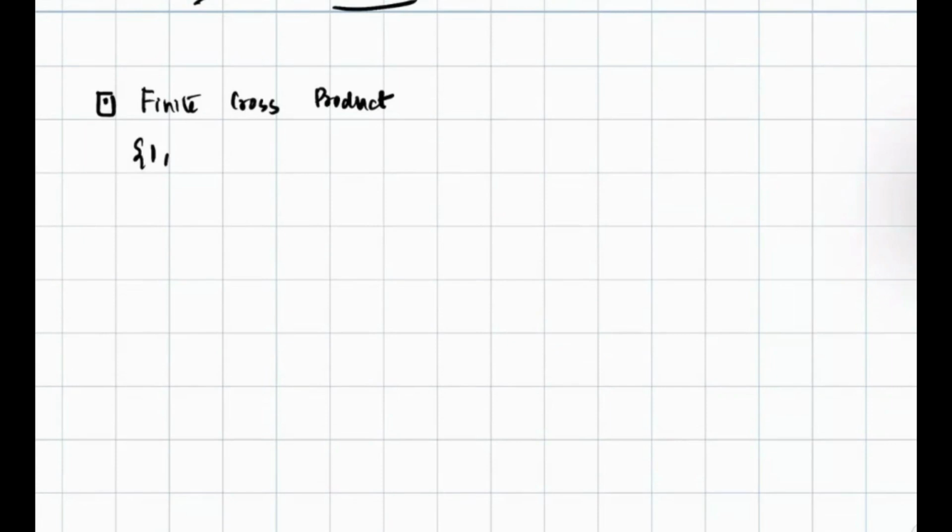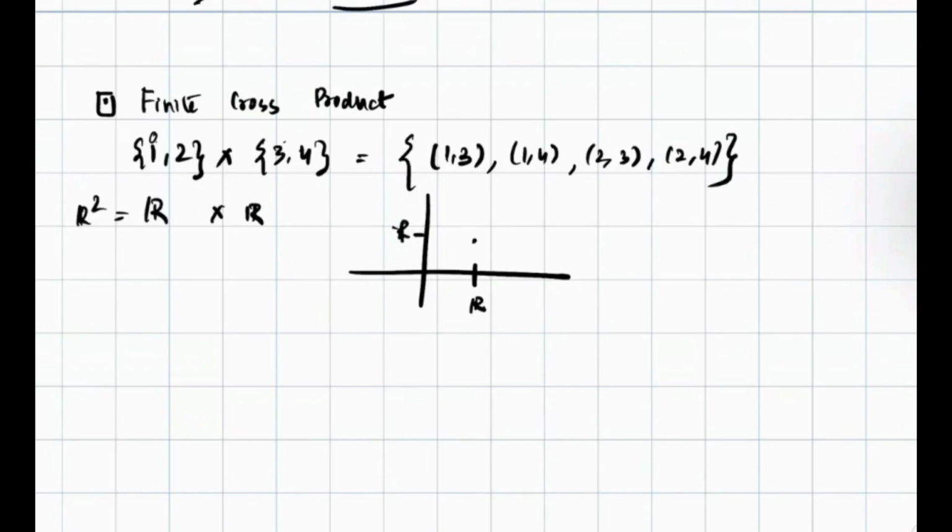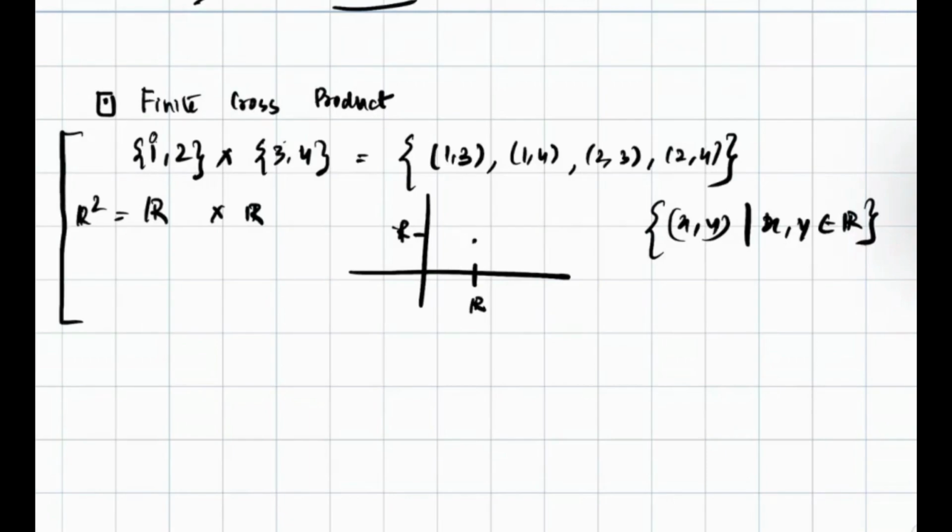Let's say the cross product of {1, 2} and {3, 4} is nothing but the set of all pairs. You take element 1 here and every element here, so you get a pair (1,3), (1,4), and similarly (2,3), (2,4). For example, R square is nothing but the plane, which is R cross R. That means you're taking every x, y number, every point here from R, here from another R. So every such pair (x, y) such that x and y both belong to R. That's R square, right? So this is a finite cross product of two sets.